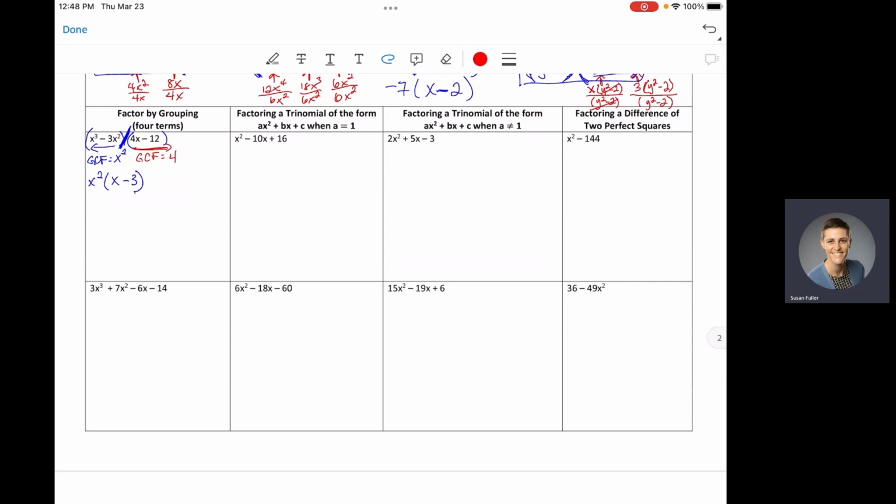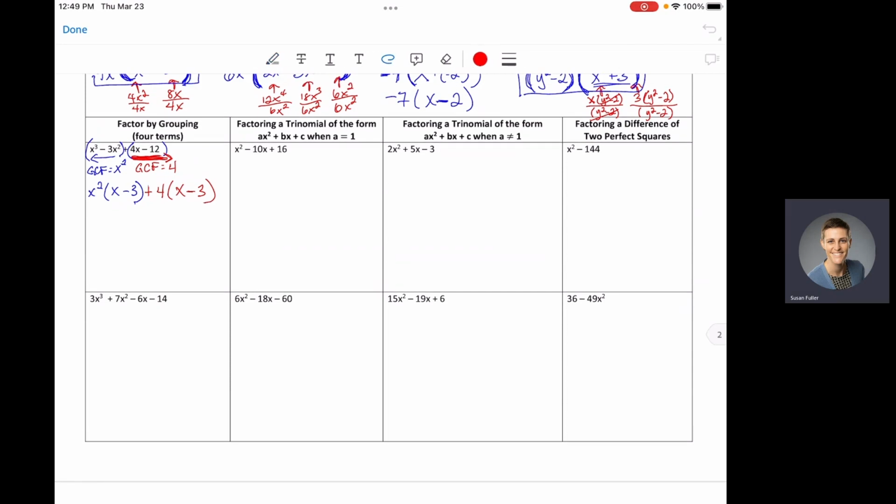Now, I know I covered it up with this line right here. There's a plus sign that connects these two pieces. So I'm going to go ahead and make sure that my plus sign is here. And then I'm going to take out my greatest common factor of 4 here. And when I take a 4 out of everything in this group, I'm going to have 4x divided by 4 leaves me an x, minus 12 divided by 4. 12 divided by 4 is 3.